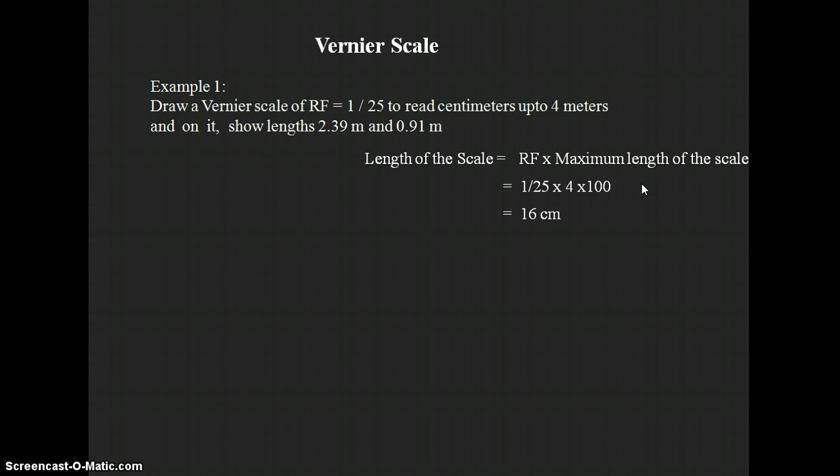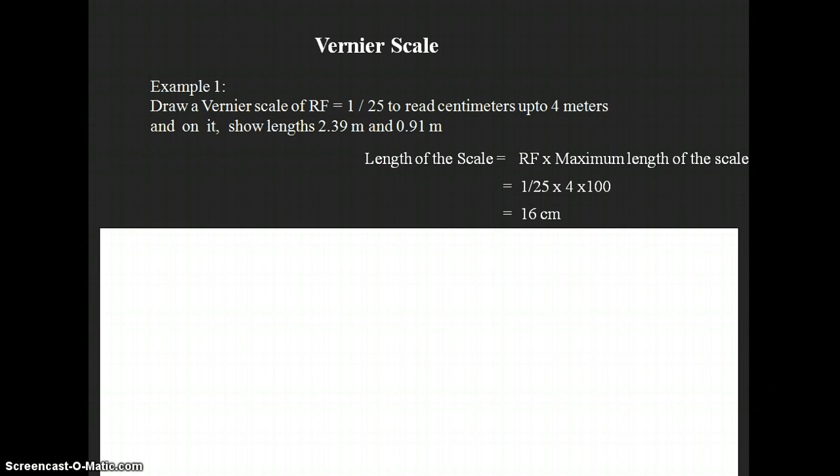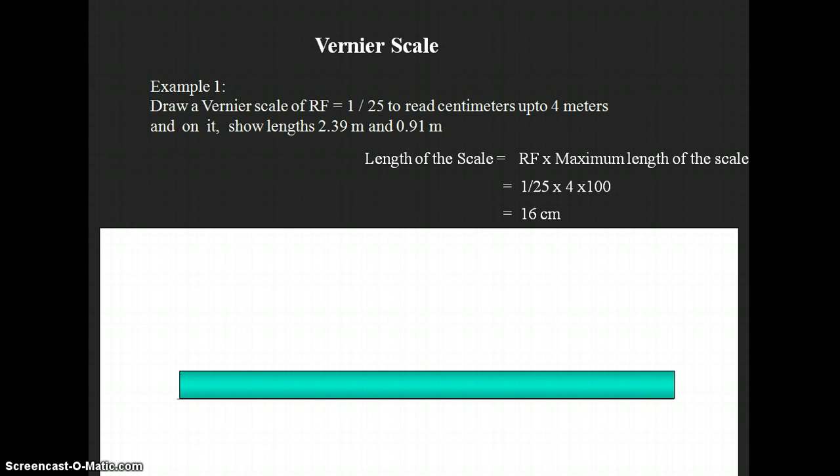So now step by step we draw a Vernier scale. Assume this is a drawing sheet. Now draw a line with a length equal to 16 centimeters. Then construct a rectangle with a convenient height for constructing the Vernier scale. Now divide it into how many? 4 equal parts.